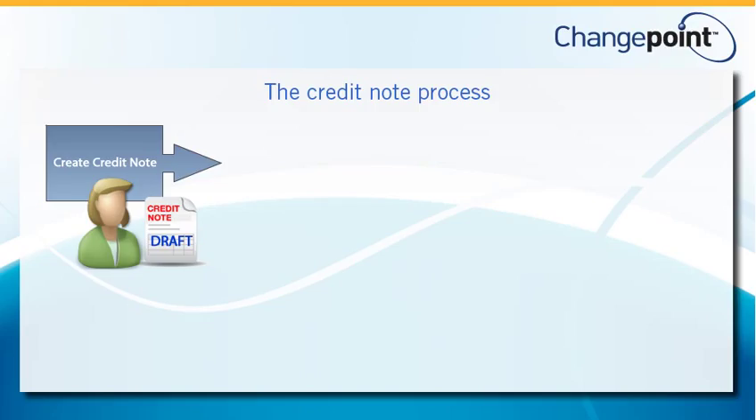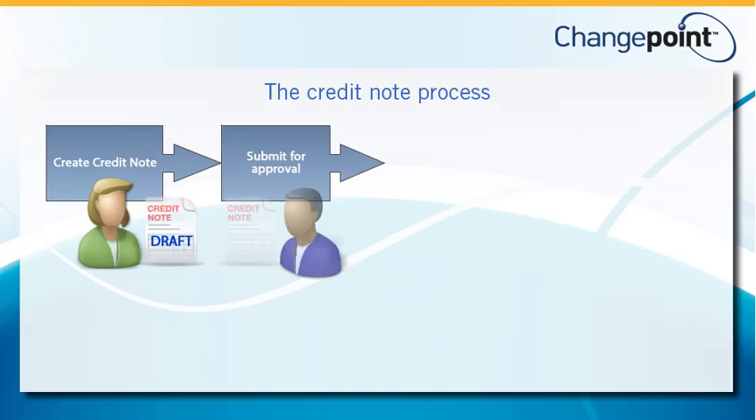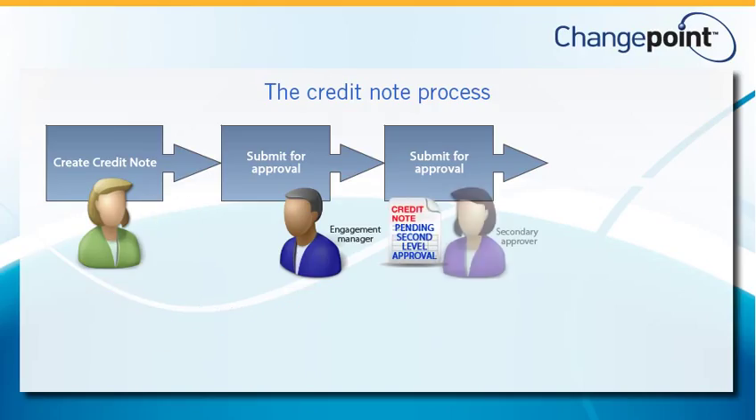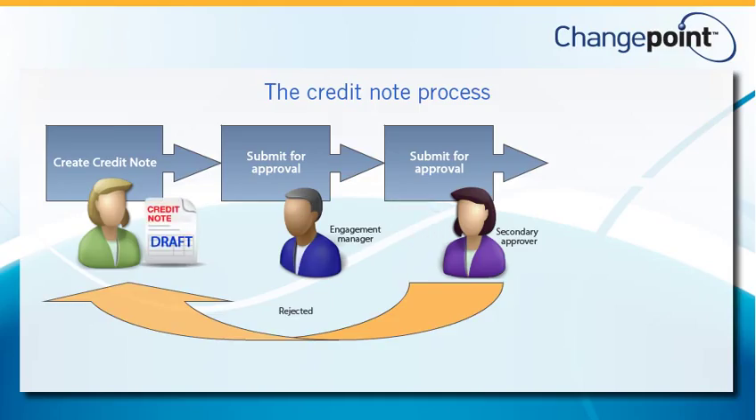approval. If you submit the credit note for approval, it is routed to the engagement manager who reviews the information and either approves or rejects the credit note. If it is rejected, it is sent back to the resource for editing. If the credit note is approved by the engagement manager, it advances to a secondary approver if required. If the secondary approver rejects this credit note, it is sent back once again to the resource for editing.